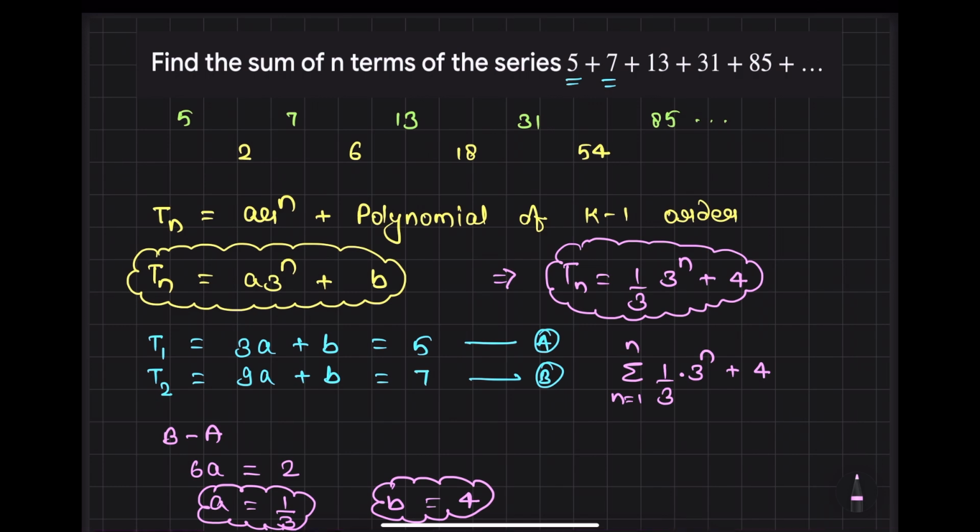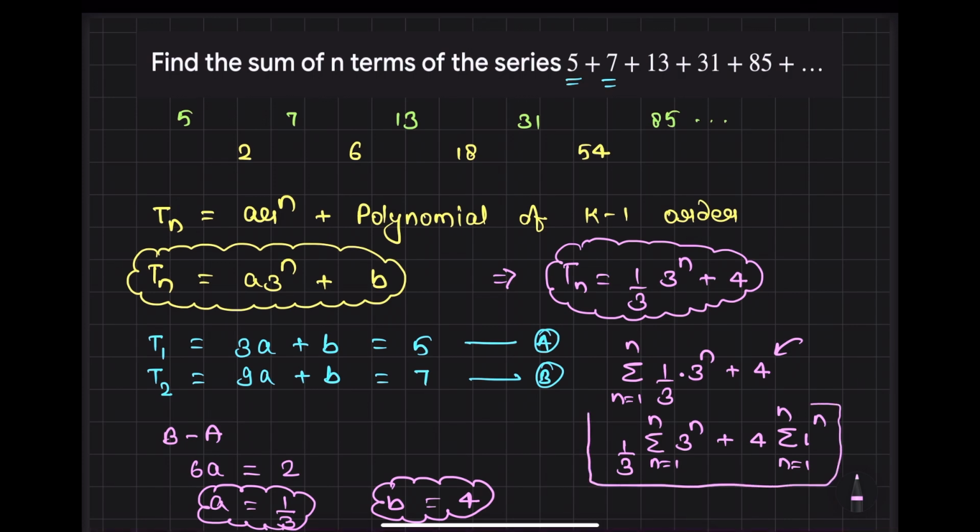Now you know that summation can be distributed when it is in addition or subtraction, and also a constant can be taken outside. So we will take 1 by 3 outside. We have n from 1 to n of 3 to the power n, plus 4 will be taken outside. We will be left with 1, and here we can make a mistake, so we will put 1 to the power n, with n from 1 to n. Okay, so if we simplify this component, we will get our things done.